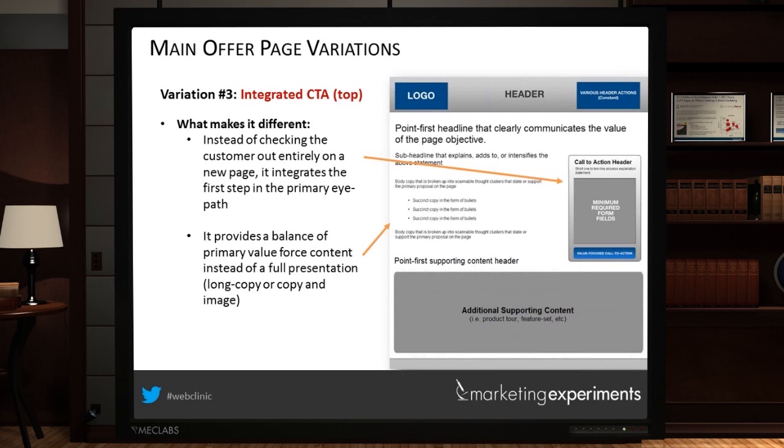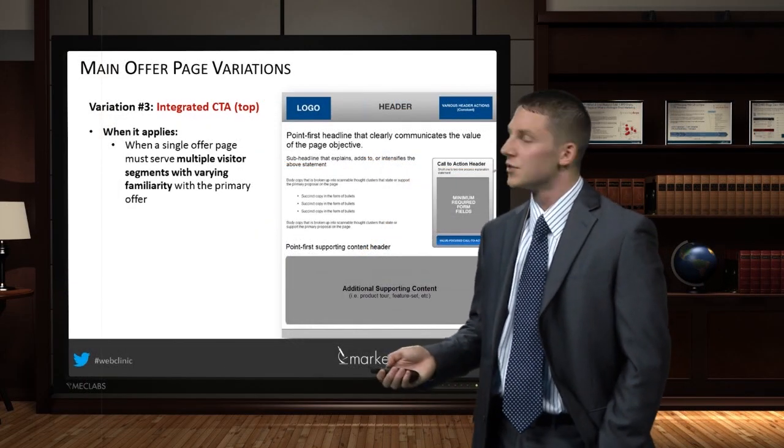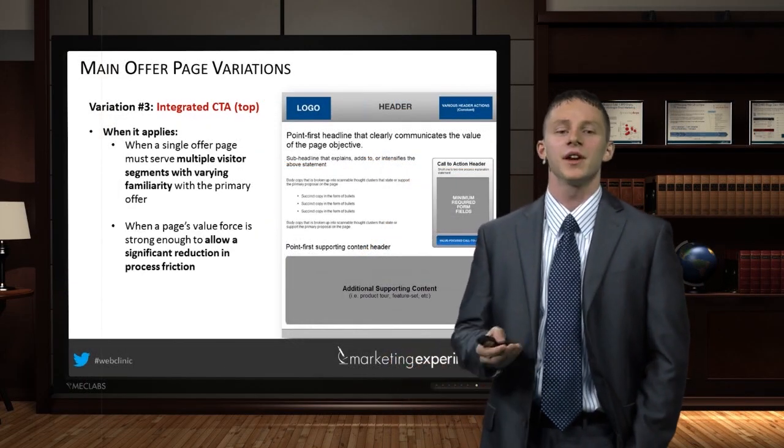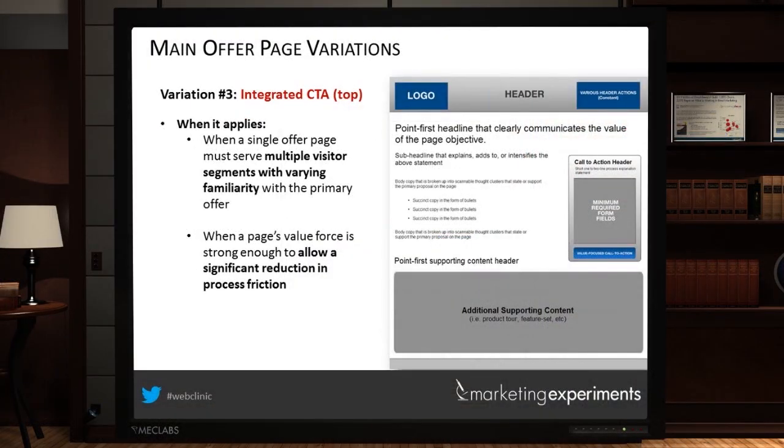Now, what would go in that additional supporting content? We've tested product tours. We've tested different columns of information. We've tested a number of different presentations, but ultimately, it's the kind of detail that somebody needing more detail is looking for. So when it applies, just like what I said, multiple visitor segments, varying familiarity. What this is great for is if you've got a very forceful value proposition, I've noticed this in a lot of different tests, you can reduce friction by doing this.